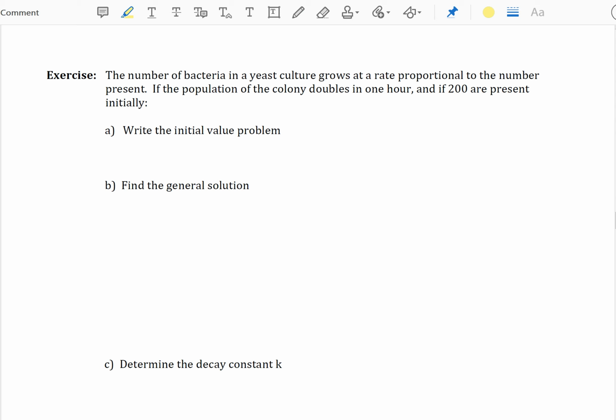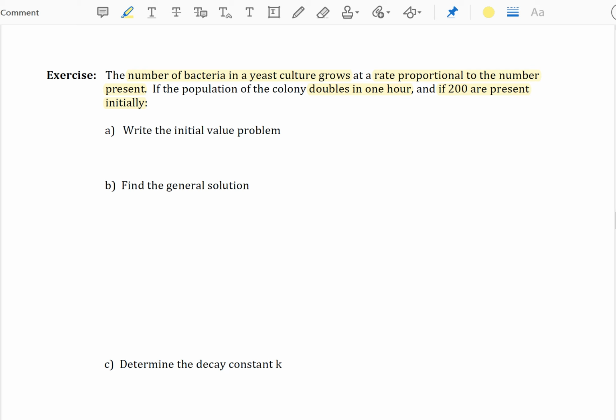Here, our first exercise. The number of bacteria in a yeast culture grows at a rate proportional to the number present. If the population of the colony doubles in 1 hour, and if 200 are present initially, then let's write the initial value problem.